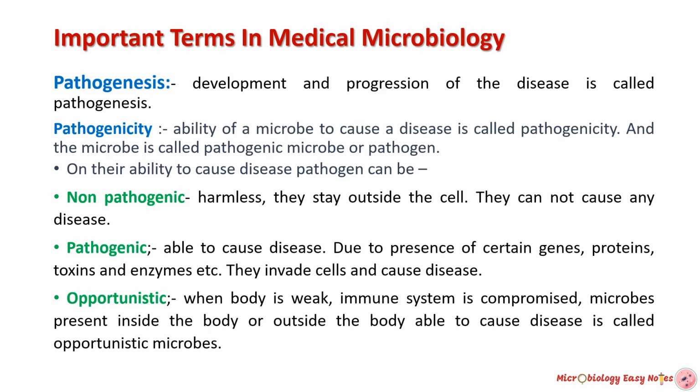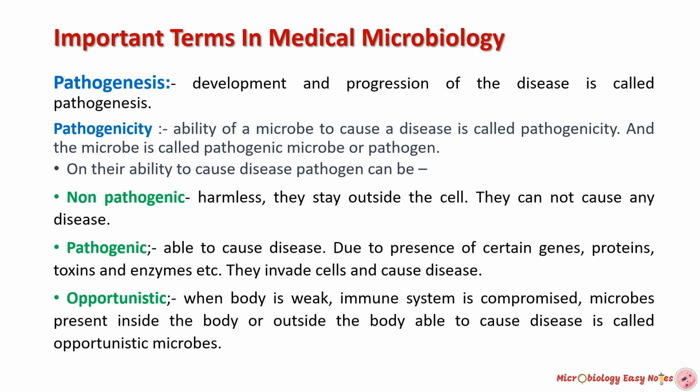Pathogenicity. Ability of a microbe to cause a disease is called pathogenicity, and the microbe is called pathogenic microbe or pathogen. So pathogenicity is a quality of an organism whether it is able to cause disease or not. And on their ability to cause a disease, they can be non-pathogenic, pathogenic, and opportunistic. Non-pathogenic are harmless microbes. They stay outside the cell and they can not cause any disease.